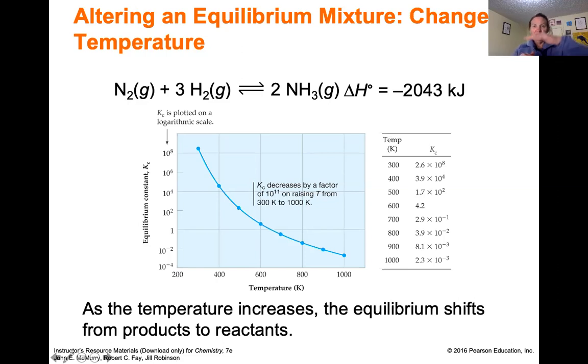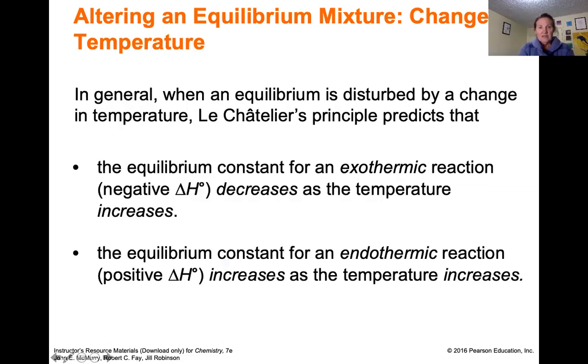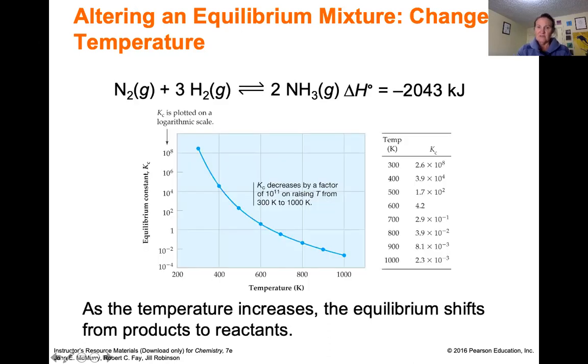So if you increase the temperature and the heat's on the product side, you're adding stress on the product side by adding more heat. And so you're going to drive the reaction backwards, and the equilibrium constant is going to go down. So as the temperature increases, the equilibrium shifts from products back to reactants, if it's exothermic. So the equilibrium constant for an exothermic reaction decreases as the temperature increases, and it's the opposite if it's endothermic.